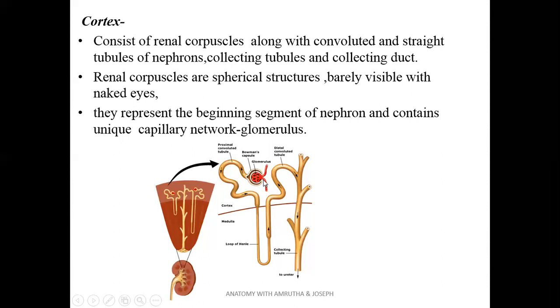Renal corpuscles are round structures which can be seen with the microscope, and they are the beginning of the nephron. And there are capillaries called the glomerulus. So the renal corpuscle includes the glomerulus and the Bowman's capsule, which can be said to be the beginning of the nephron.